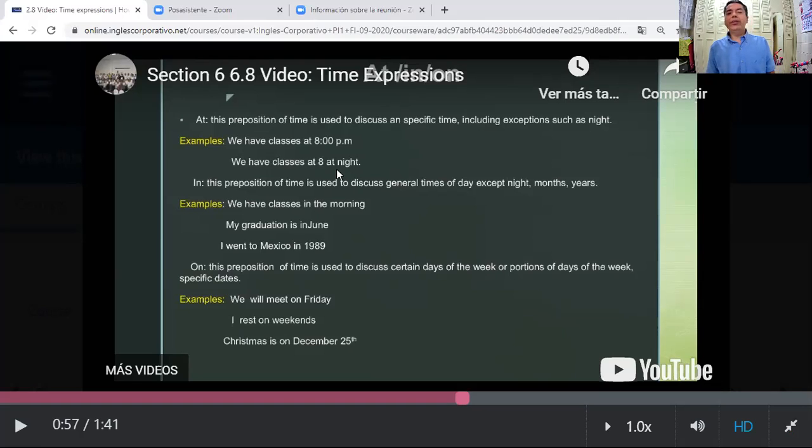Okay, so the only thing you have to do there is to memorize. Lo único que tenemos que hacer con esta parte es memorizarnos, ¿verdad? Para a la hora que usamos estas tres preposiciones no nos confundamos.